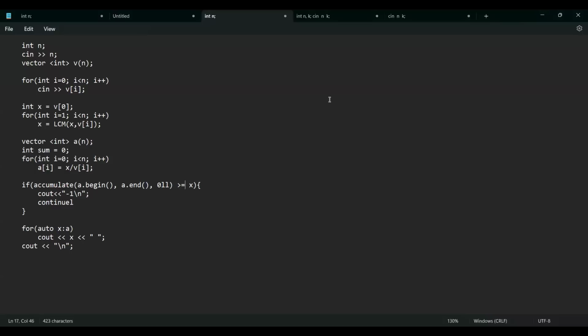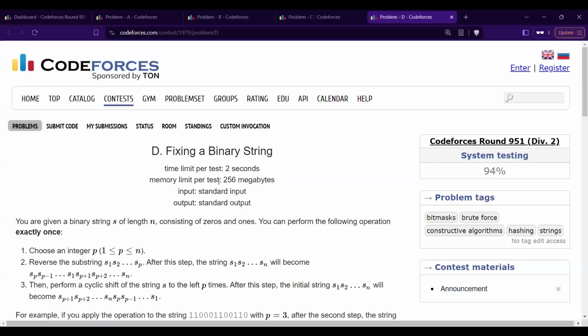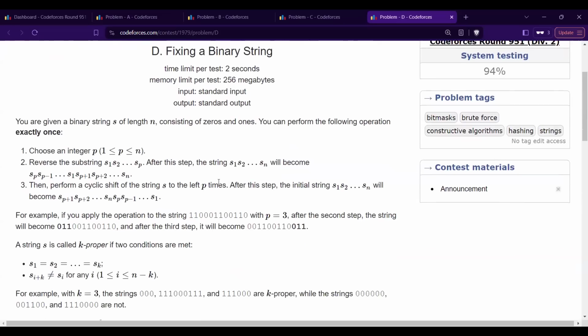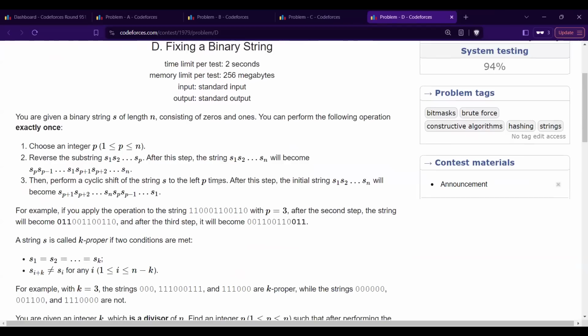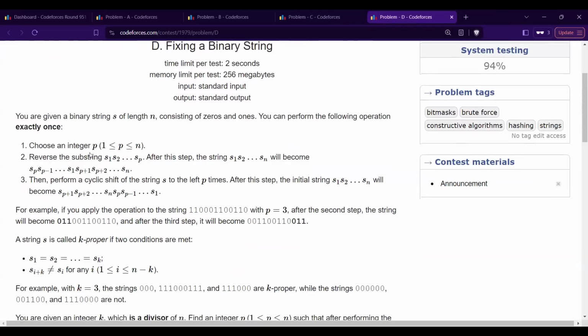Let's go to the fourth problem. Today's session is already one hour, but anyway, let's cover this problem. You are given a binary string S of length n consisting of zeros and ones, and you can perform the following operation exactly once. The operation is to choose an integer p. I'll explain this on the writing board.